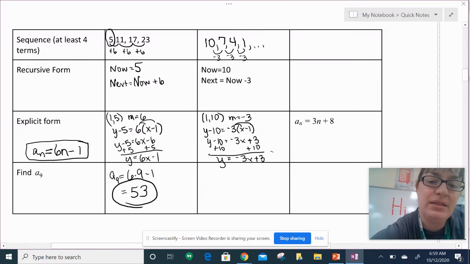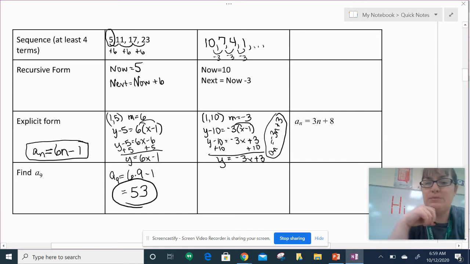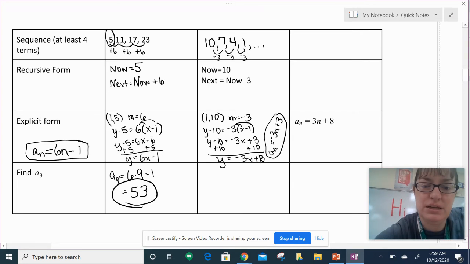Again, if I want to write that as a sequence, I'd say a sub n is equal to negative 3n plus 3. There's my arithmetic sequence. Oh, I should not say 3, plus 13. I said 13, but didn't write 13.